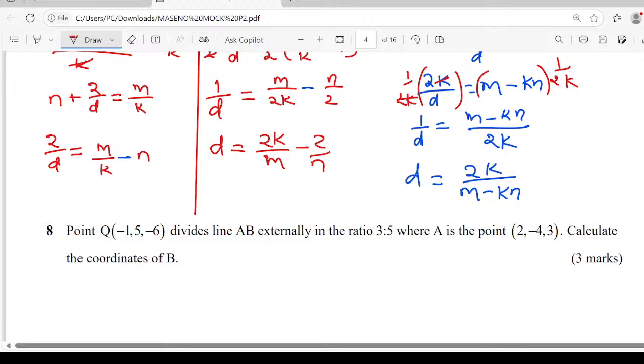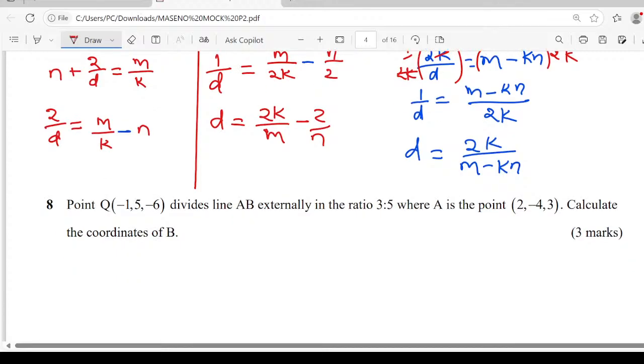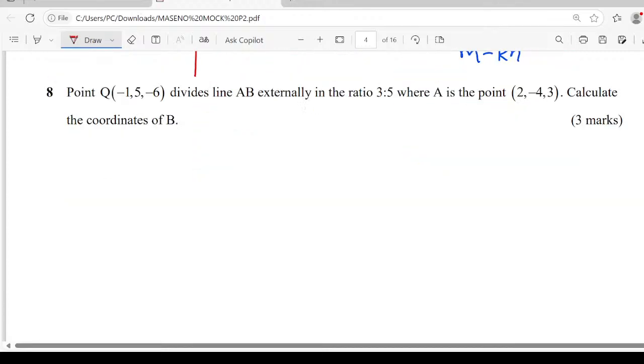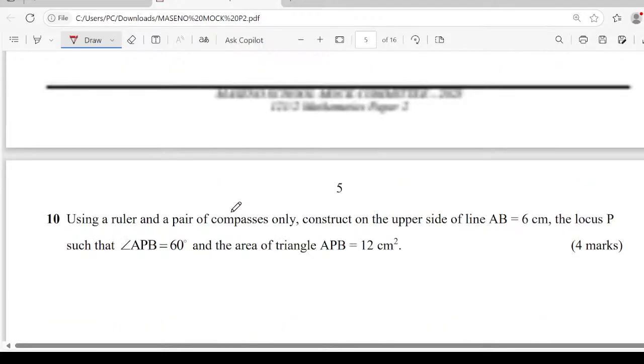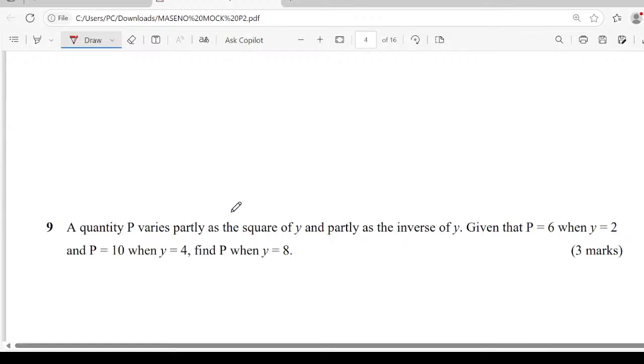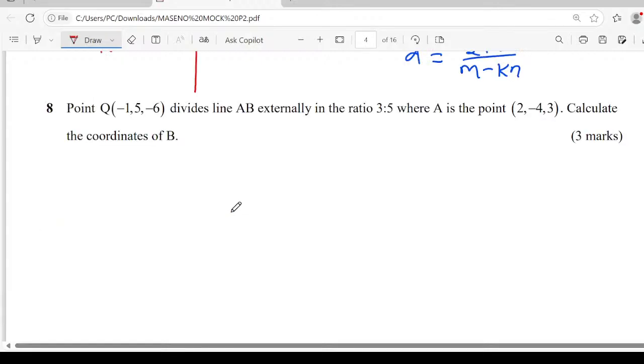In our question number 8, dear learners, you can see that point Q (-1, 5, -6) divides line AB in the ratio 3:5, where A is the point (2, -4, 3). Find the coordinates of B. Sorry, there is an error I'm seeing here, not even an error, but a misbehaviour in my laptop.